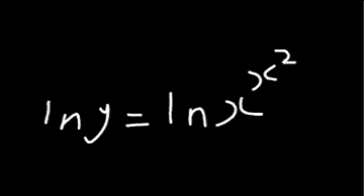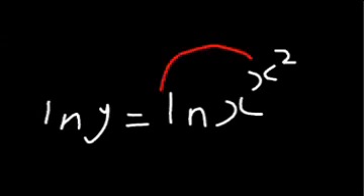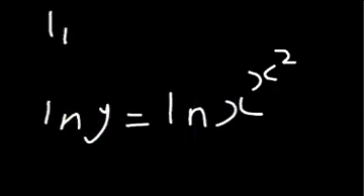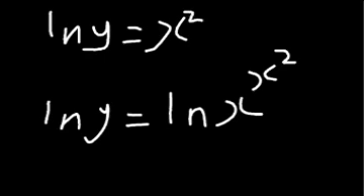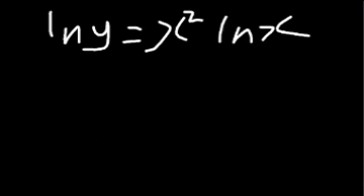A property of log allows us to bring this to the front. So we have ln y equals x raised to power 2 ln x. So we all agree with that, right? So what's the next step?